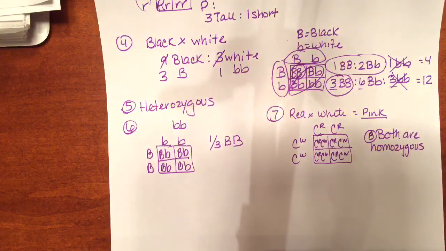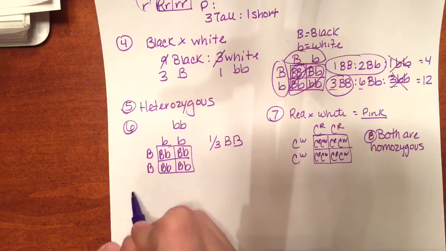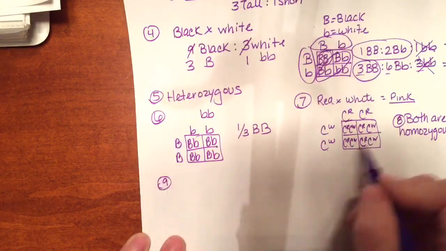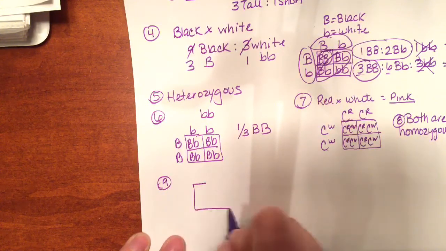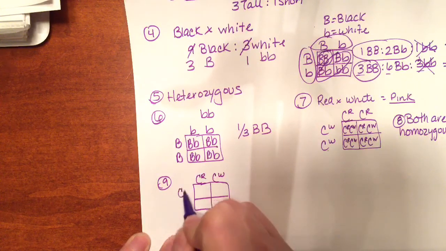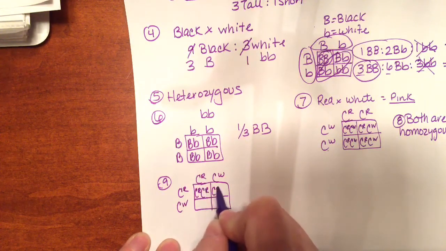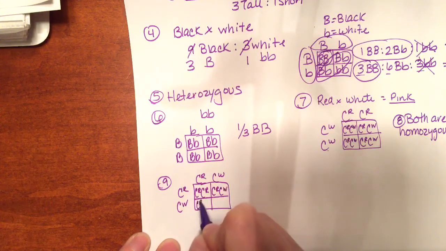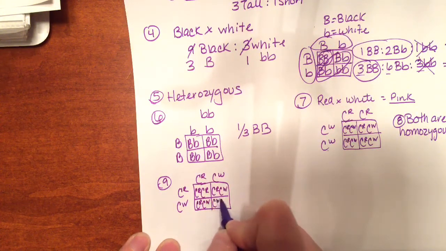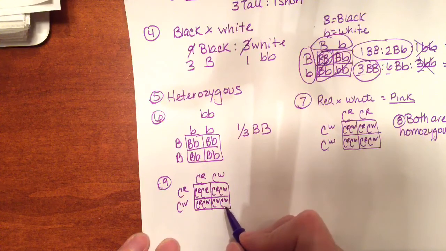All right, number 9. Now cross your offspring from question 7 with itself and show the Punnett square. So I'm going to do that over here. So the offspring are the pink parent plants. So you're crossing a pink, which has a red and a white gene, with another pink. All right, so that's the cross there. And show the Punnett square. So that was number 9.